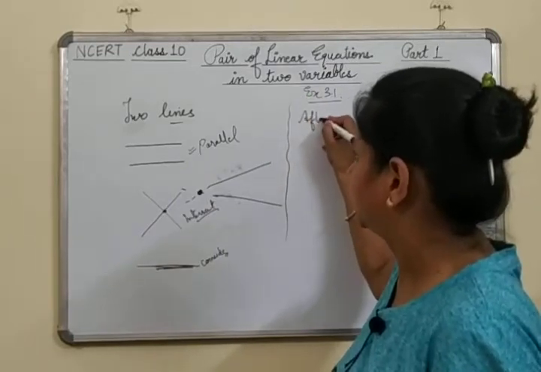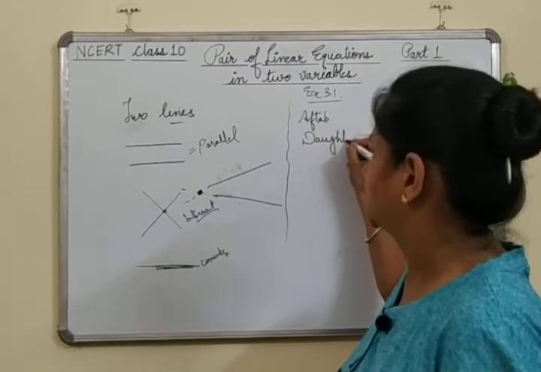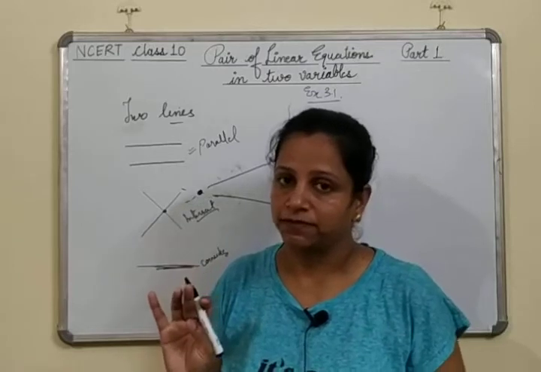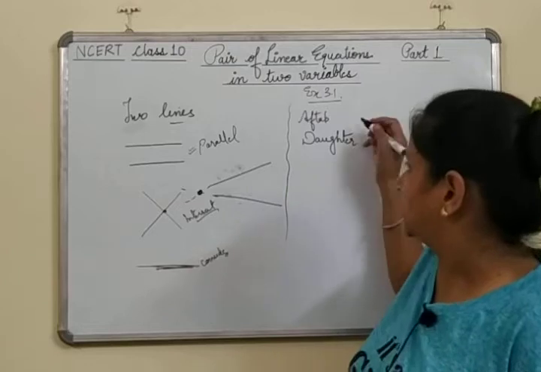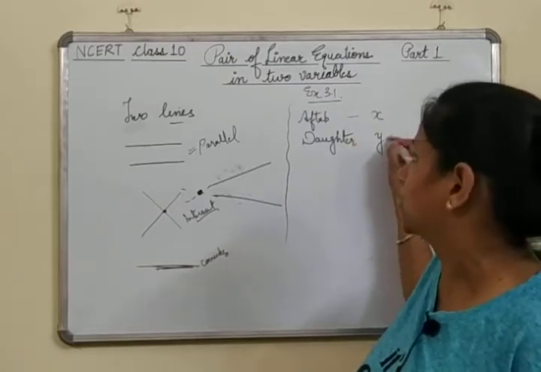What are you having? Aftab. और कौन है? Daughter. ठीक है? ये हम बहुत पहले कर चुके, 7 से करते आ रहे हैं algebraic expressions. ठीक है? But still I am just telling you. 7 years ago. So first let us consider, let Aftab's age be X, let his daughter's age be Y.